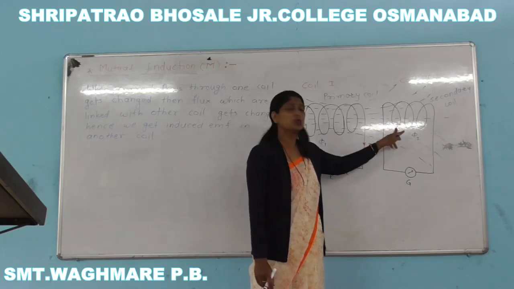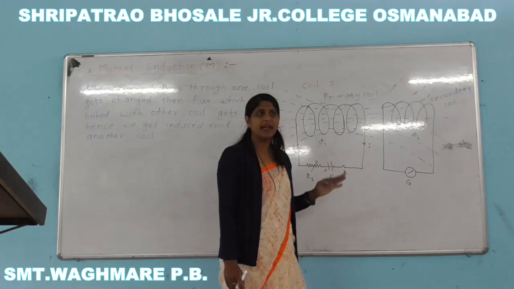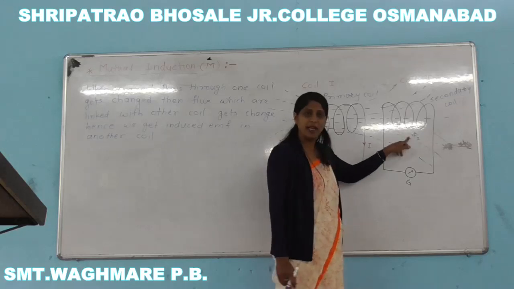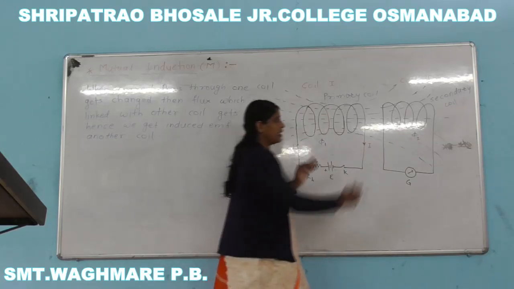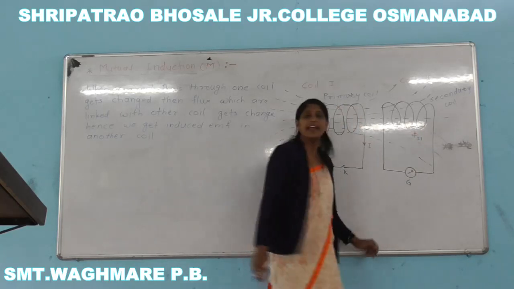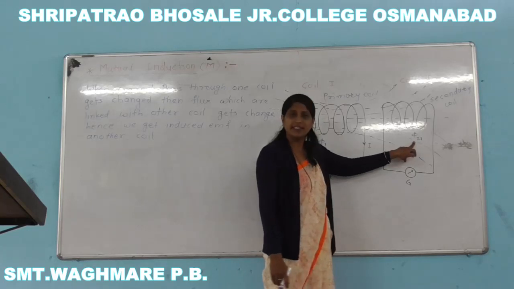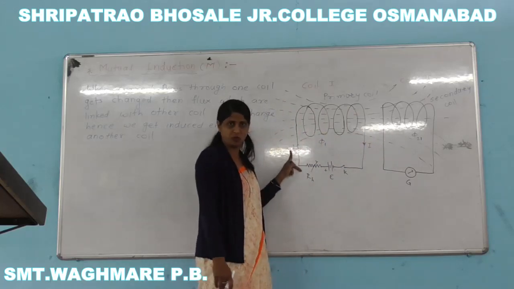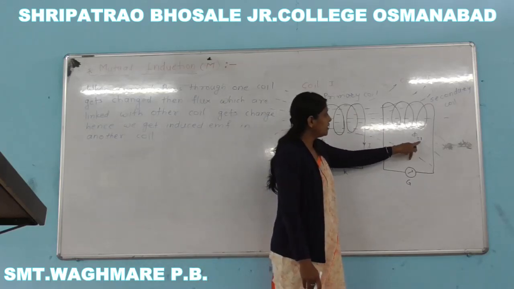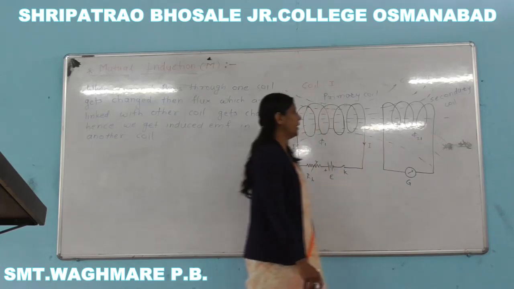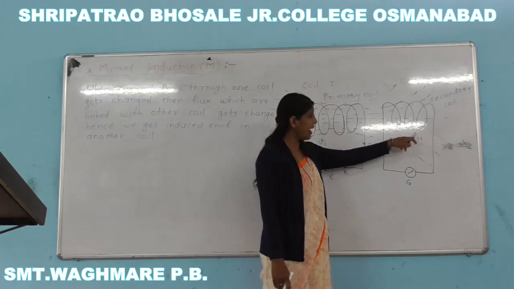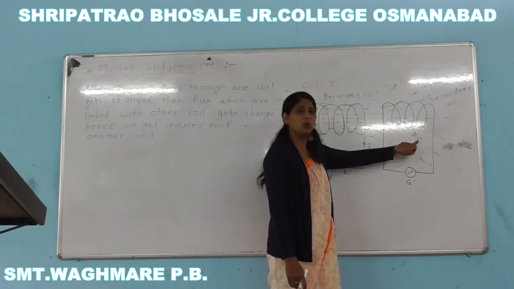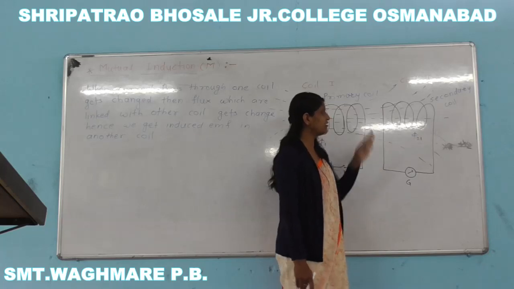The flux passing through the second coil due to the current in the first coil we say is phi 2,1. That is, the flux passing through the second coil due to the current in the first coil is phi 2,1. Here the first index 2 means the second coil, and the second index 1 means the first coil.